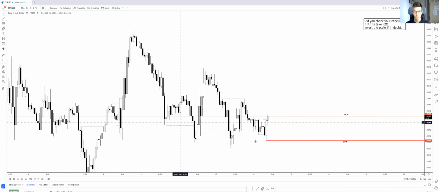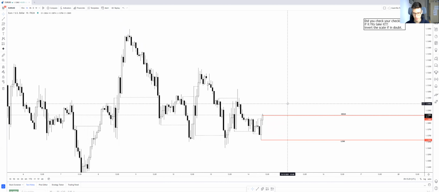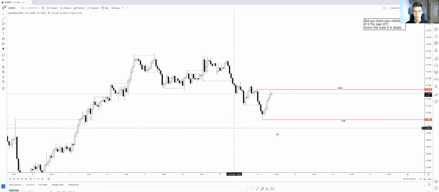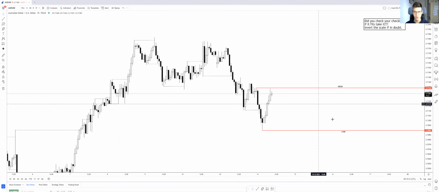So yeah, for the euro, I'm waiting to see if the price breaks out of this flat range, because currently it's in no man's land, not showing me any direction or showing me any trend. So let's move on to the Aussie and US dollar.